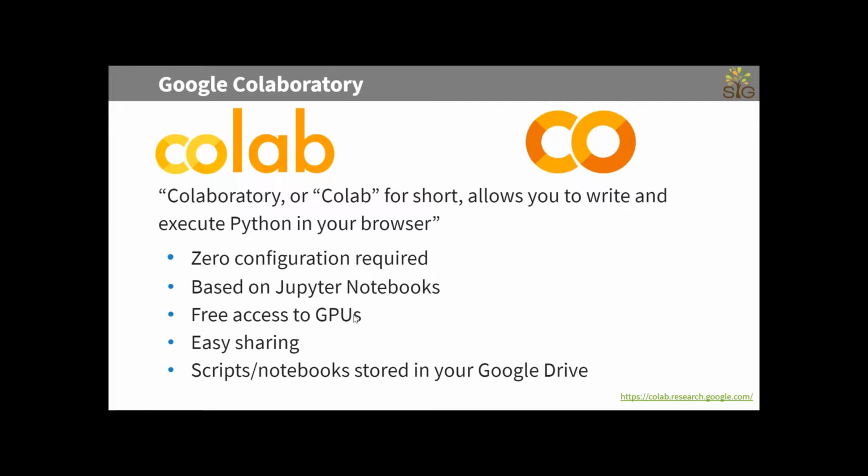You can get free access to GPUs. And this is important because those are graphics processing units. And for machine learning, like image recognition, like we are trying to do with satellite imagery and the crop data, GPUs are being used more than CPUs, because they can do more tasks faster than regular CPUs. It's also very easy to share, just like Google Earth Engine. You can share your script with your colleagues very easily. And then your scripts and notebooks are stored in your Google Drive.